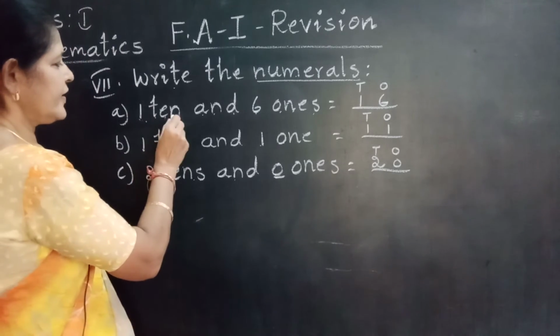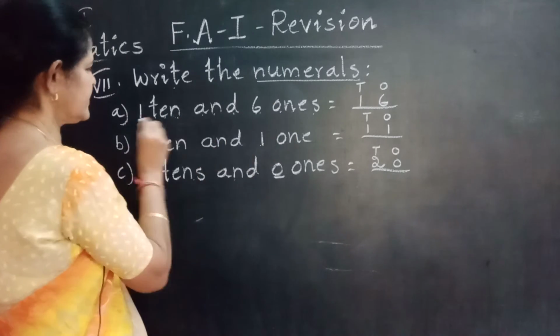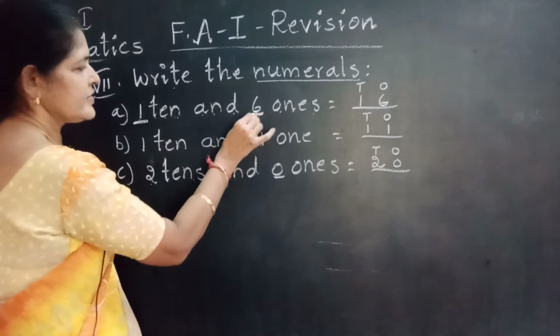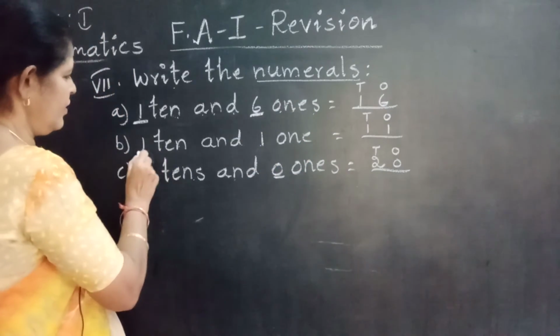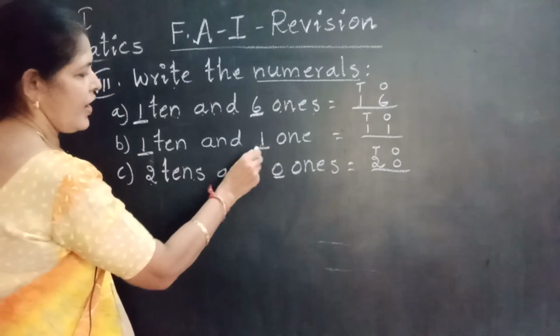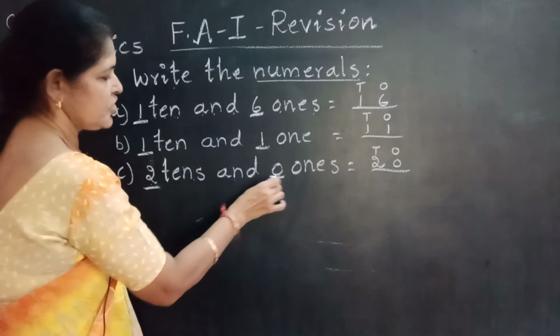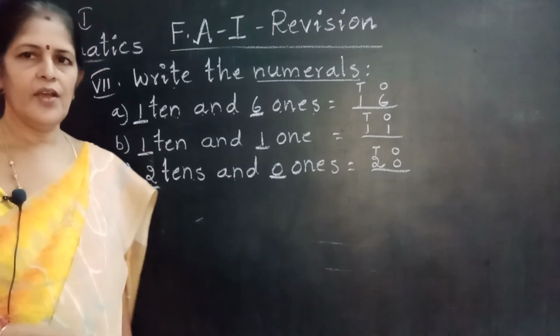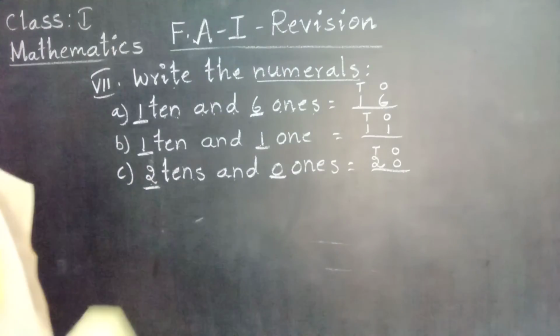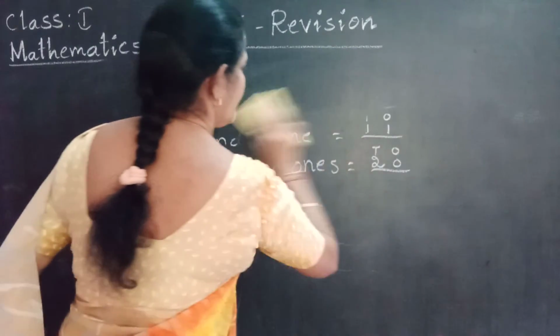Okay? 1 ten and 6 ones. 1 ten and 6 ones, 16. 1 ten and 1 one, 11. 2 tens and 0 ones, 20. Okay? Next Roman.